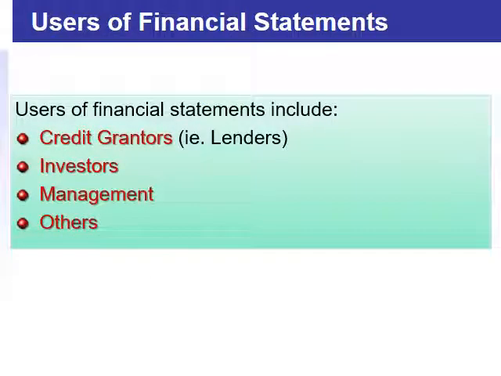Generally, there are four main users of financial statements. These are the four main types. You have the credit grantors, basically the lenders. Next, investors, management, and others.